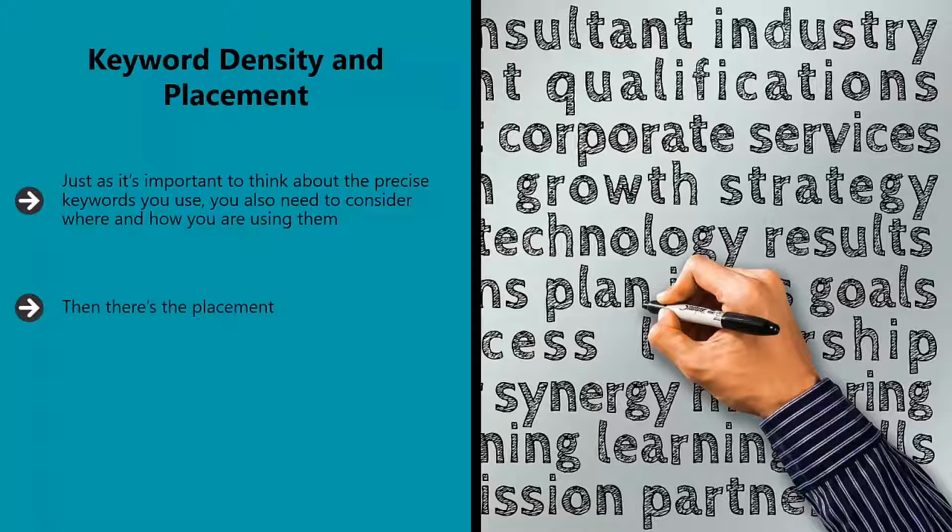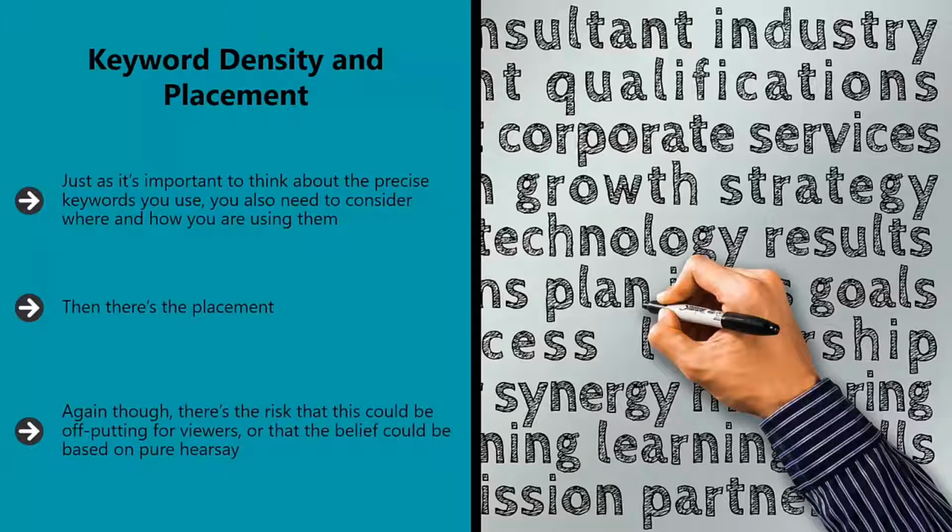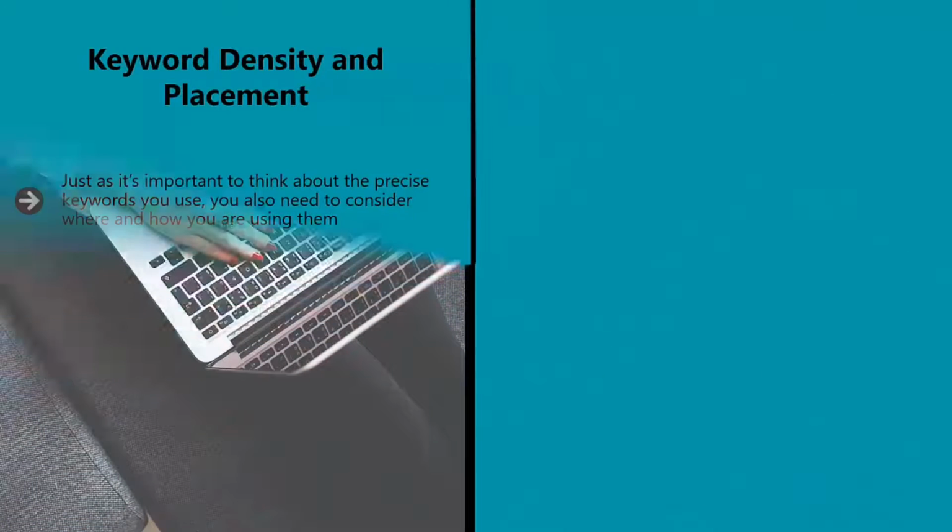Then there's the placement. Popular opinion tells us that keywords placed in the opening and closing paragraphs of articles, or in the H2 headers, are more likely to gain the attention of Google. Again, though, there's the risk that this could be off-putting for viewers, or that the belief could be based on pure hearsay. So test it for yourself.